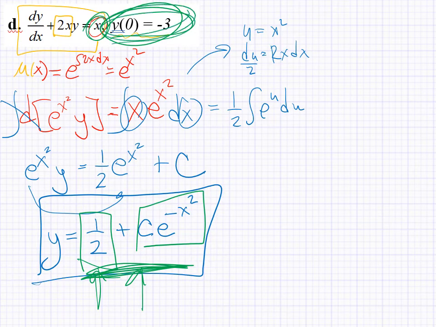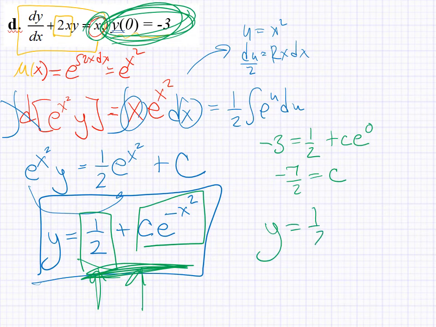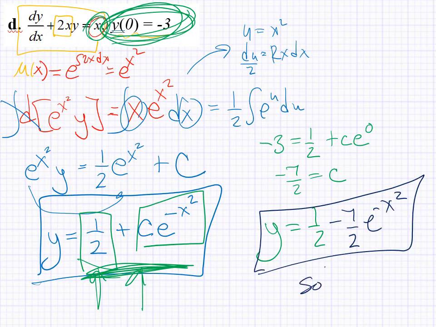So in this case, x is 0, y is -3. So you get -3 equals 1/2 plus c e to the 0. Well, e to the 0 is 1. So if I just subtract 1/2 from 3, 3 was what? 6/2 minus another 1/2 would be what? -7/2 is my c. So then y equals 1/2 minus 7/2 e to the negative x squared. That solves the IVP.